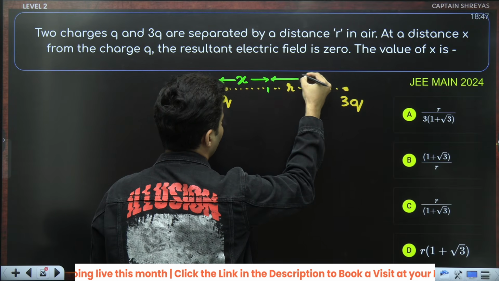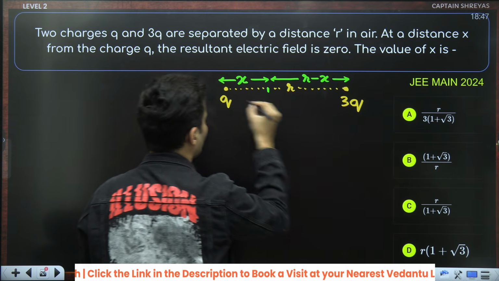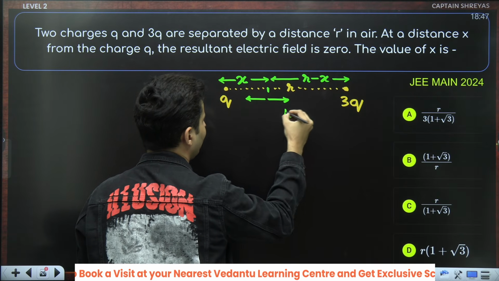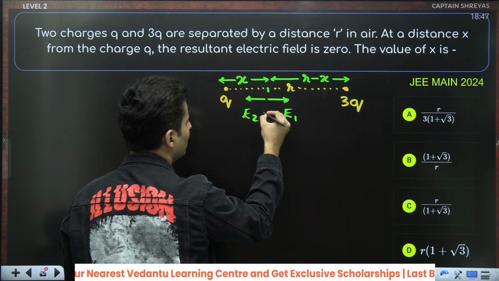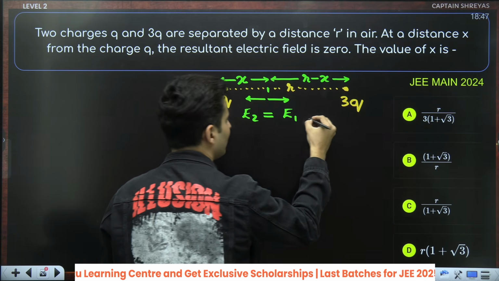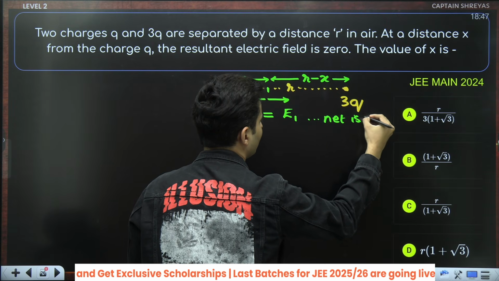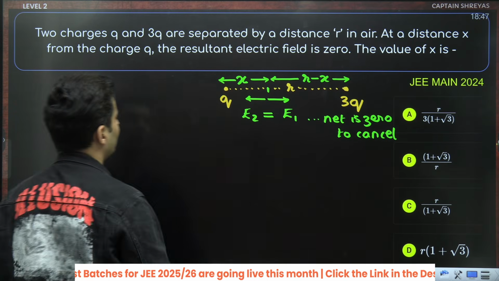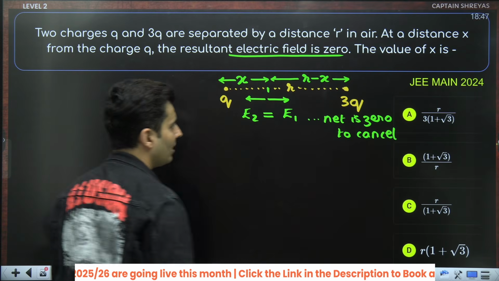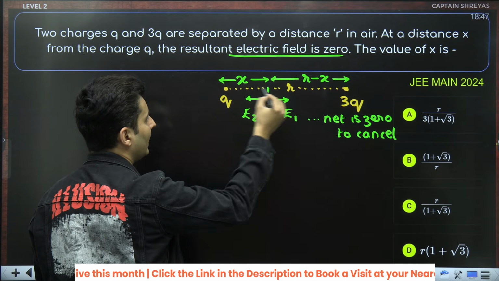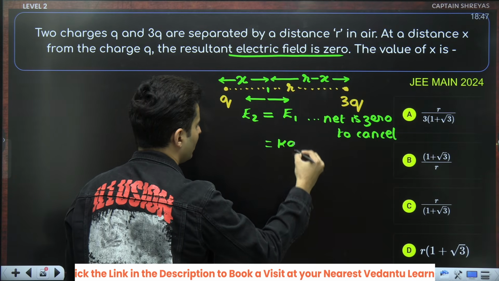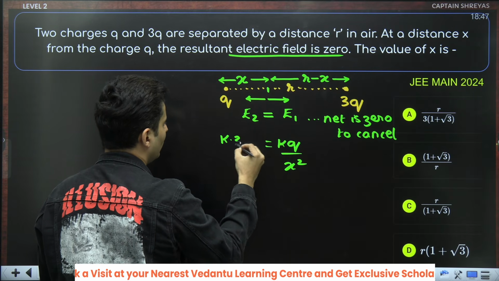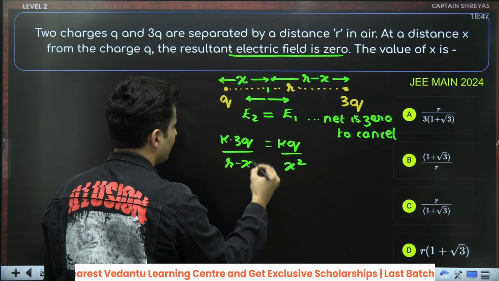From 3Q, it will obviously be r minus x. Due to Q, the field will be here. Due to 3Q, the electric field will be here. If I call this field 1 and this field 2, they should be equal, because the net is 0 and they need to cancel out. What is the electric field at this point due to this charge? It is K Q by x square. At this point, due to the other charge, it will be K into 3Q divided by r minus x whole square.